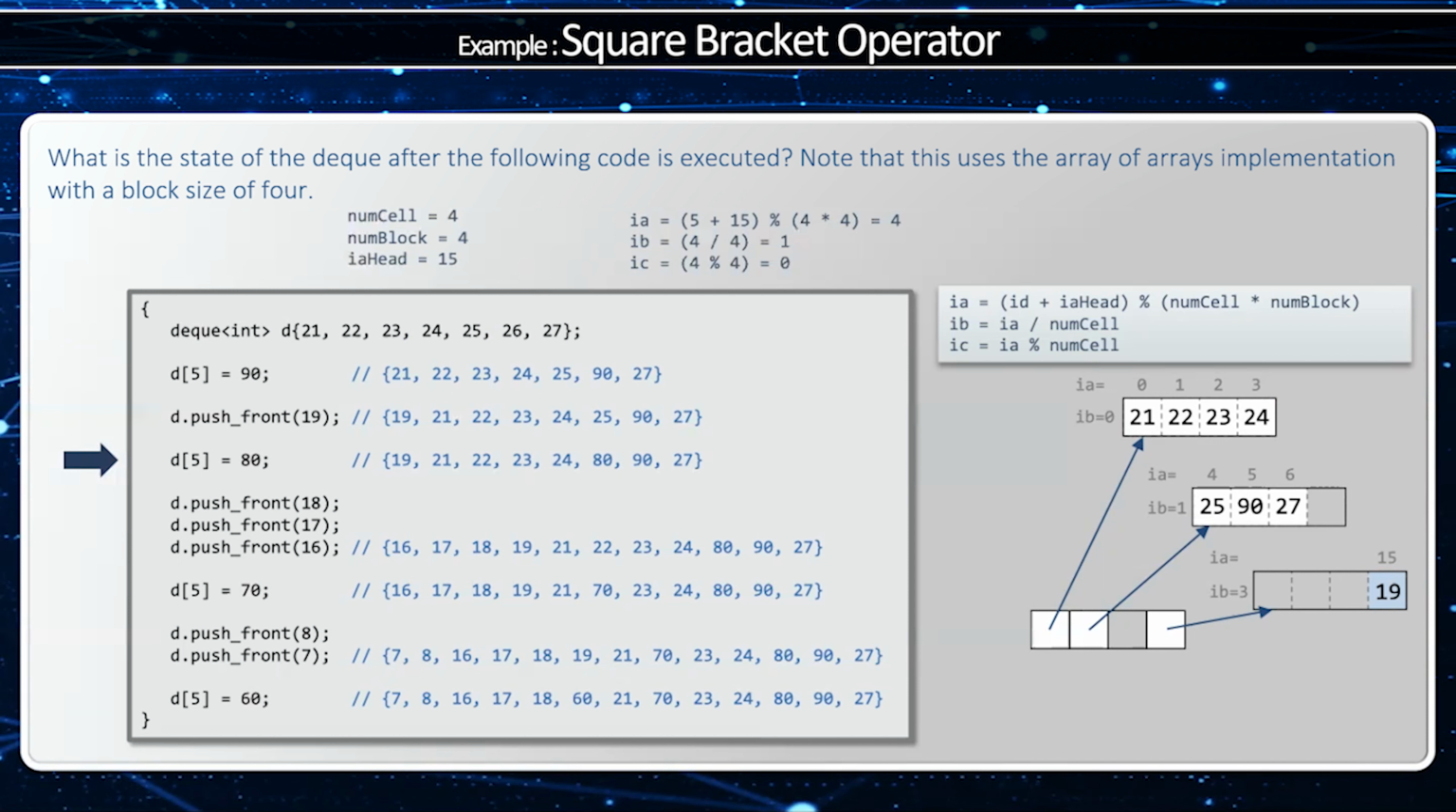Now, my block index is going to be my array index, which is 4, divided by number of cells, which is also 4. And 4 divided by 4, integer division, is 1. And 4 mod 4 is 0. Therefore, I expect to find this element in block 1, index 0. And now I replace that with 80.